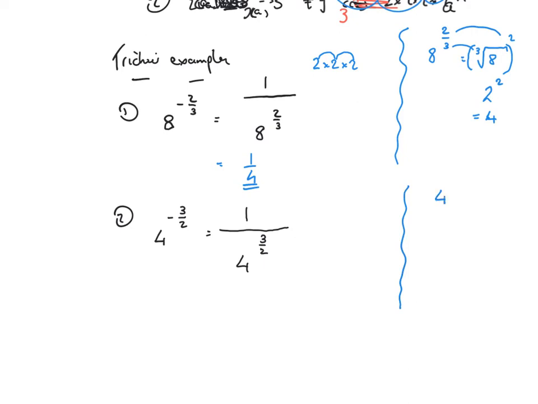Okay, so 4 to the 3 over 2. It's going to be the square root of 4 cubed. What's the square root of 4? Well, that's the number when you multiply it by itself you get 4, so that's 2, because 2 times 2 is 4. So square root of 4 is 2, and then it's 2 cubed. What's 2 cubed? 2 times 2 times 2. Take your time, and that's 8.